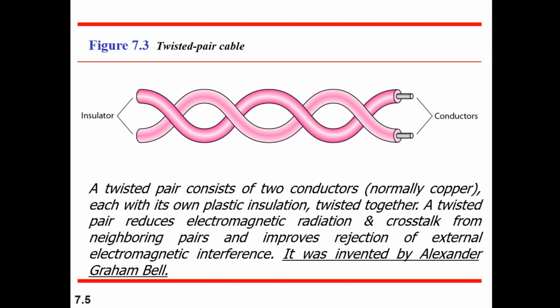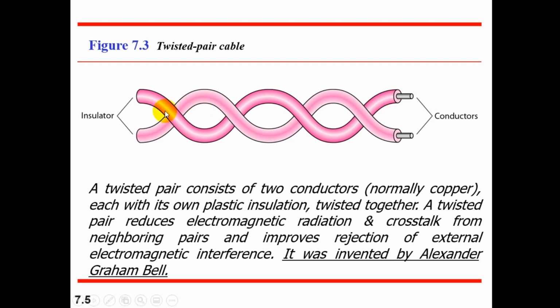So a twisted pair cable consists of two conductors, normally copper conductors, each having its own plastic insulation. As you can see in the pink color, these are the two conductors. This pink color is basically the plastic insulation, and the silver part is the conductor. So two conductors having separate plastic insulation, and they are twisted together.